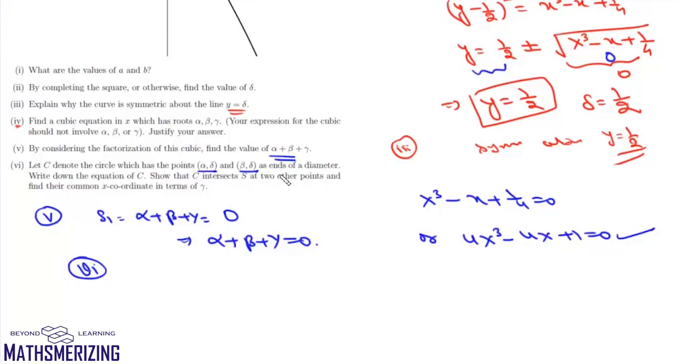Now the sixth one is, let C denote the circle which has the points (alpha, delta) and (beta, delta) as ends of a diameter. Write down the equation of C and show that C intersects S at two other points and find their common x coordinate in terms of gamma.